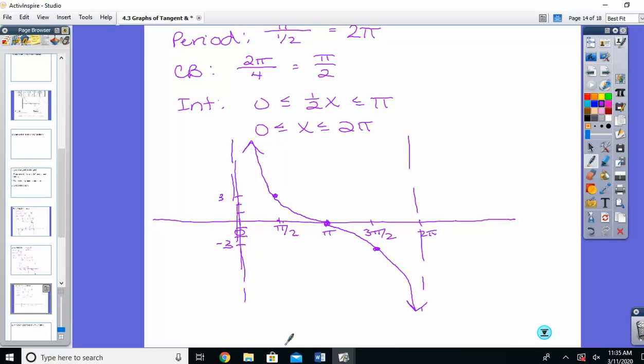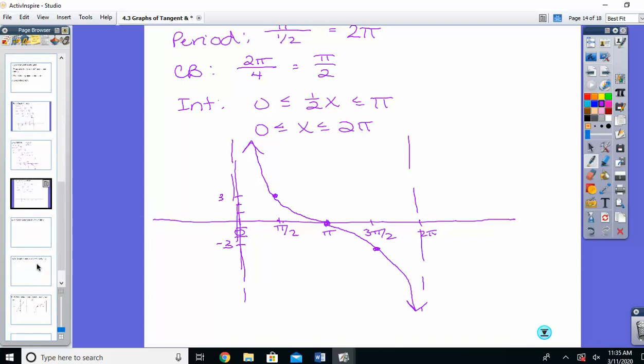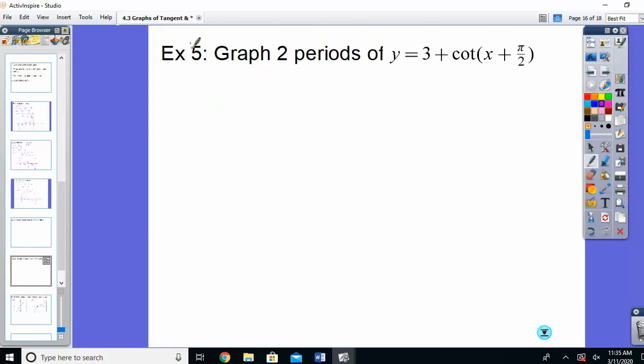I want to do one that involves moving maybe up and down, left and right as well, so throw a few more things in the mix, and if you're still okay after that, then I can stop for today. Let's do this one.